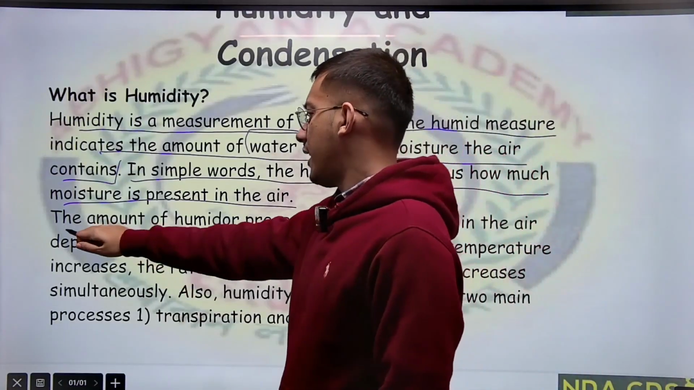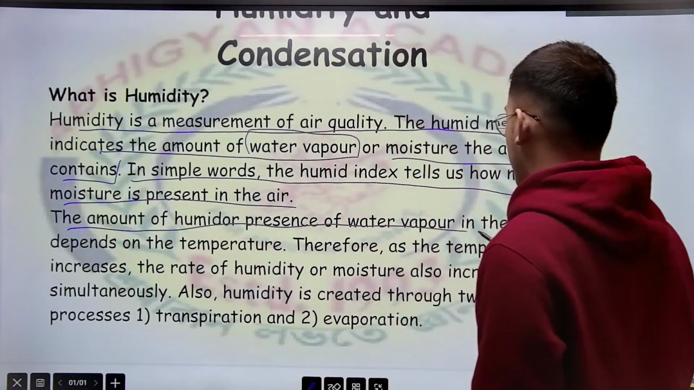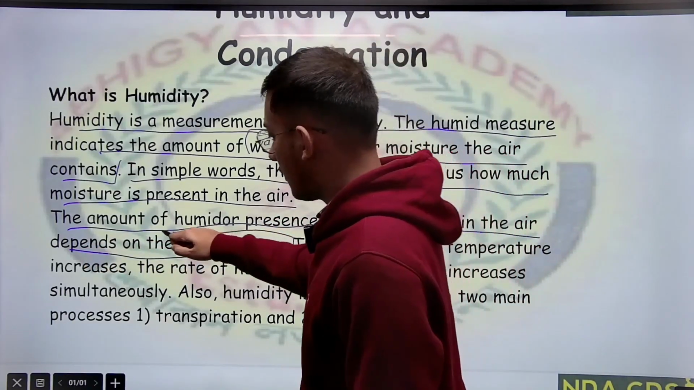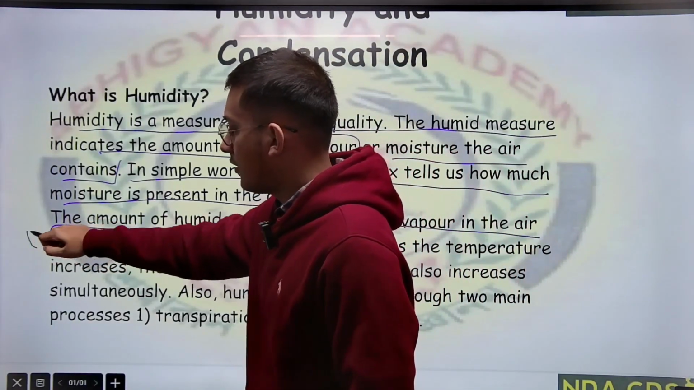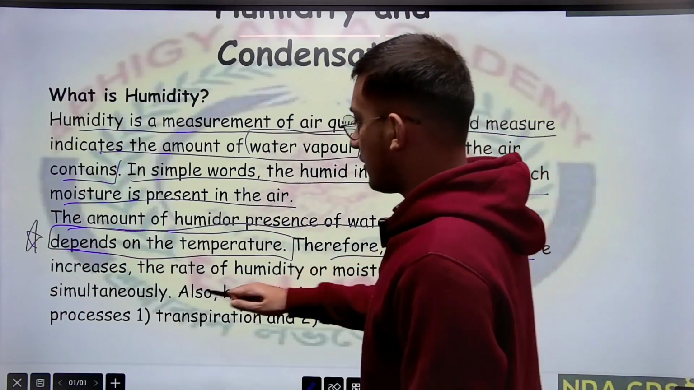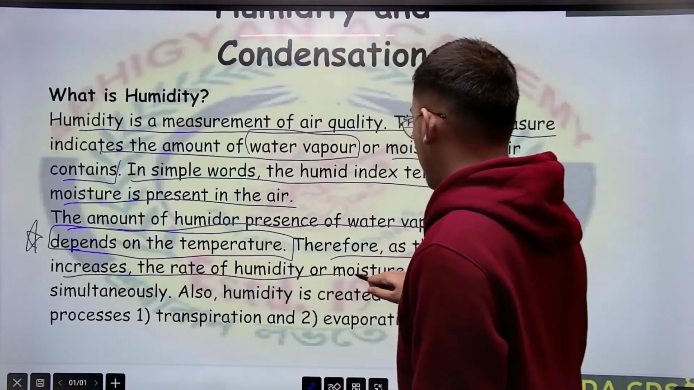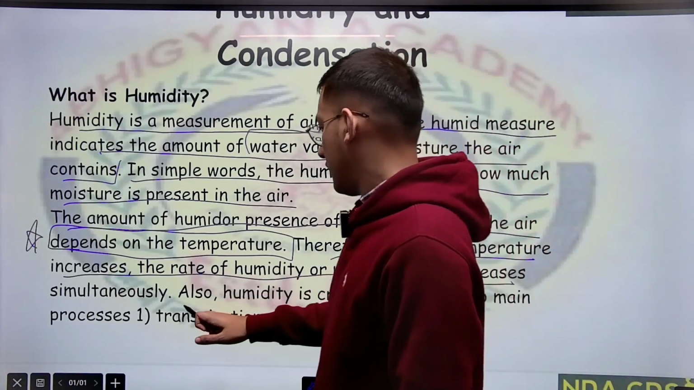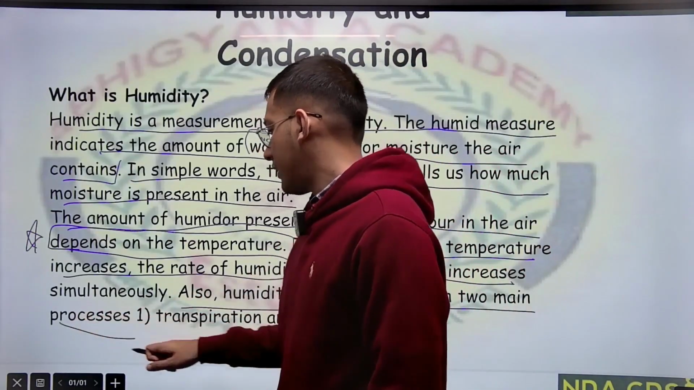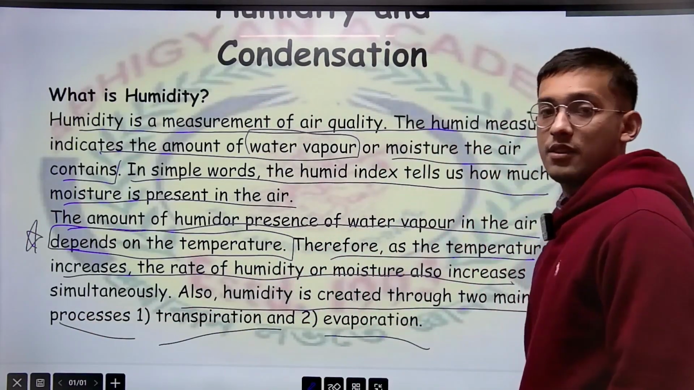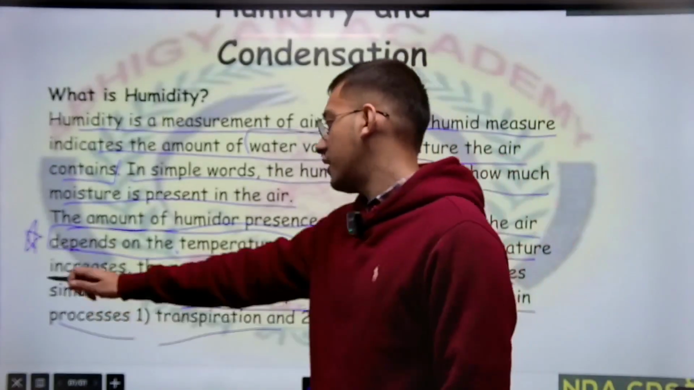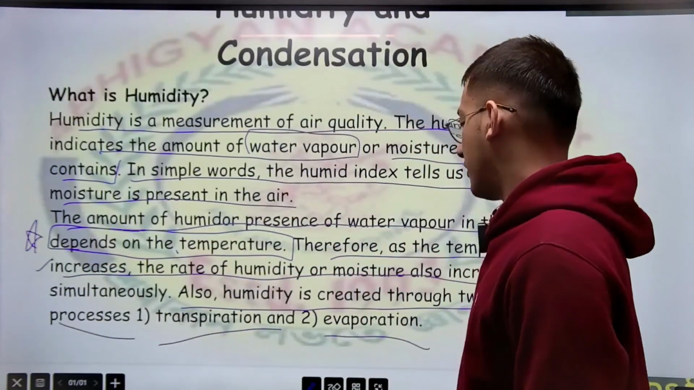Next, we see the amount of humidity or presence of water vapor in the air depends on the temperature. So, humidity depends on temperature. This is an important line here. Therefore, as the temperature increases, the rate of humidity or moisture also increases. Also, humidity is created through two main processes, transpiration and evaporation, right? This is a very important point: it depends on temperature. As temperature increases, the rate of humidity also increases.